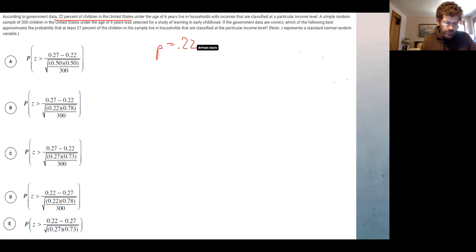A simple random sample of 300 children. So my sample size is 300. So that was conducted. If the government data are correct, which of the following approximates the probability that at least 27% of the children in the sample, so we're talking about p hat right here, has to equal 0.27, classified at the particular income level.